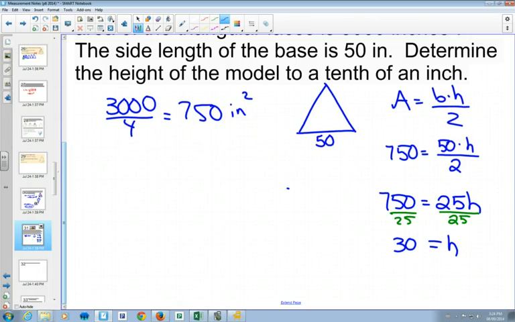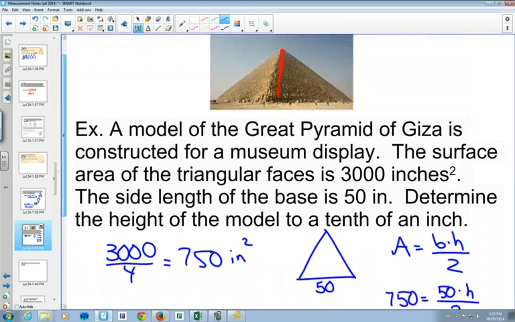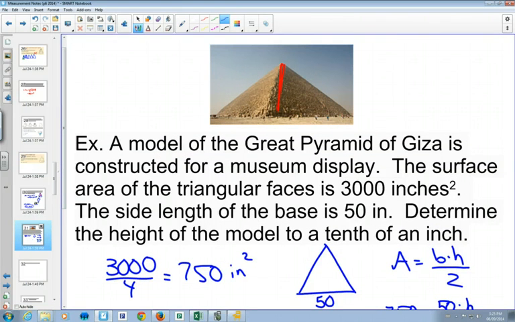Does that tell me the height of the whole model? Or it just tells me the slant height. So now I know the slant height. If I go back to our original diagram here, I have just figured out that this height here is 30.